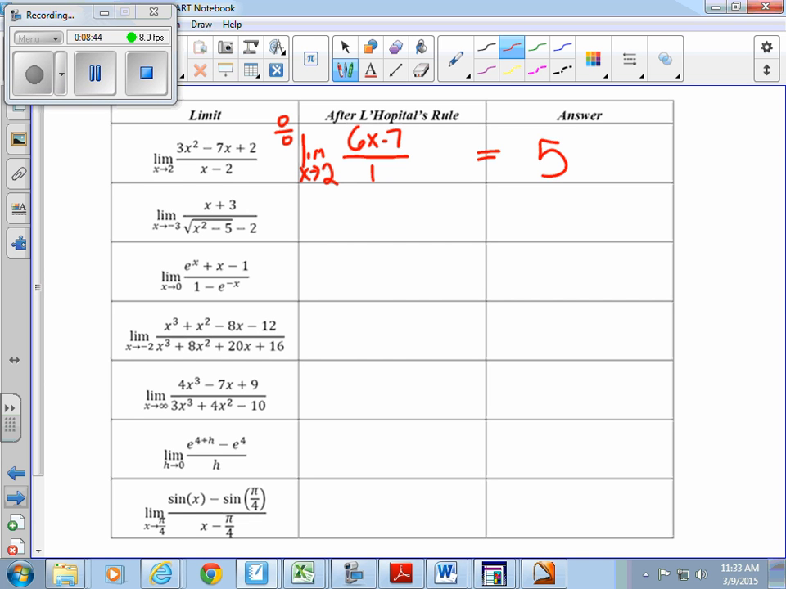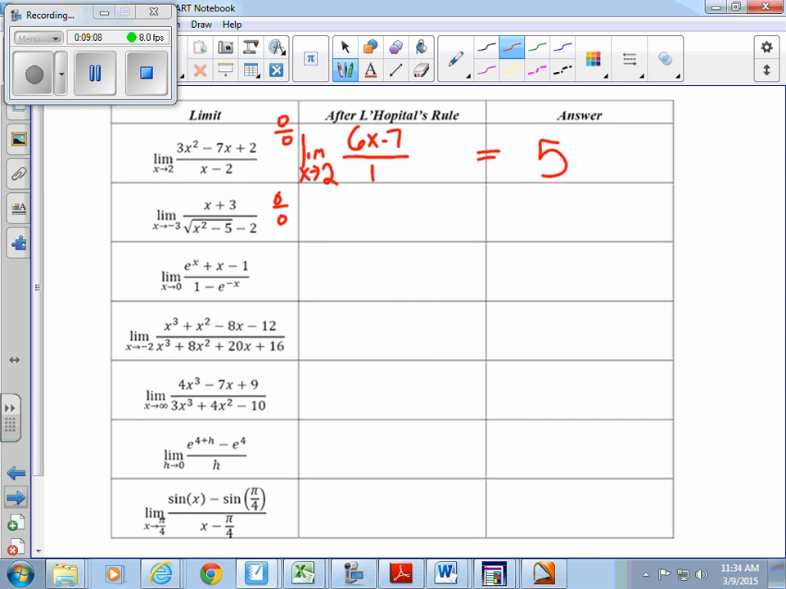On the next one, x approaches negative 3. So the limit as x approaches negative 3 of x plus 3 over the square root of x squared minus 5, then outside the square root minus 2. Plug in negative 3. I get 0 on top. 9 minus 5, which is 4. The square root of 4 is 2. 2 minus 2 is 0. So again, I get 0 over 0.